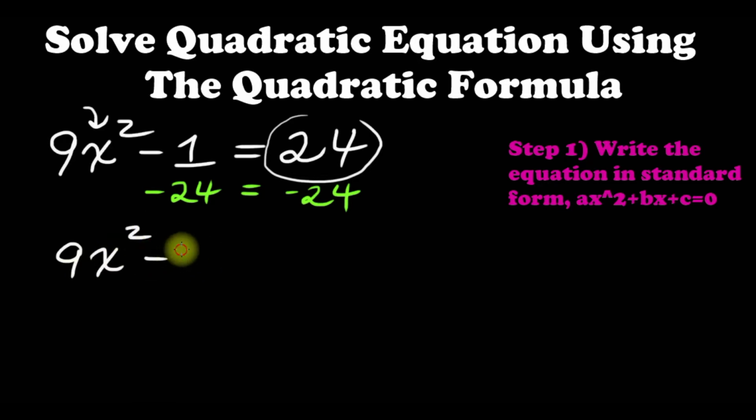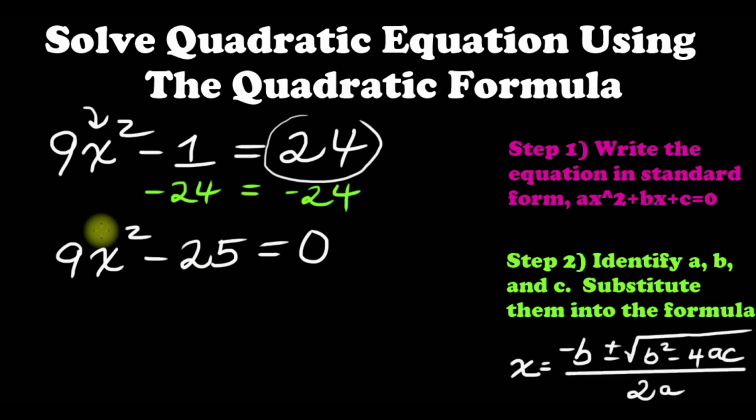Okay, take away 25 equals 0. So that is how you get the equation into standard form, by moving all the terms to one side and then 0 on the other side.